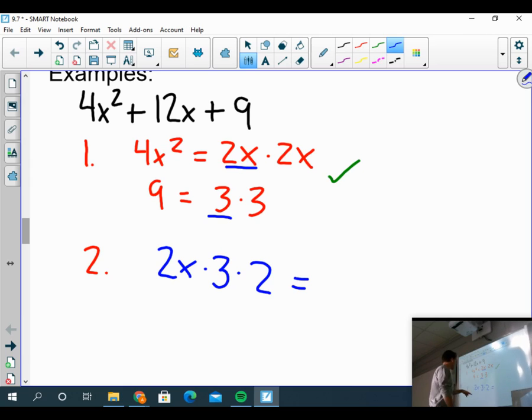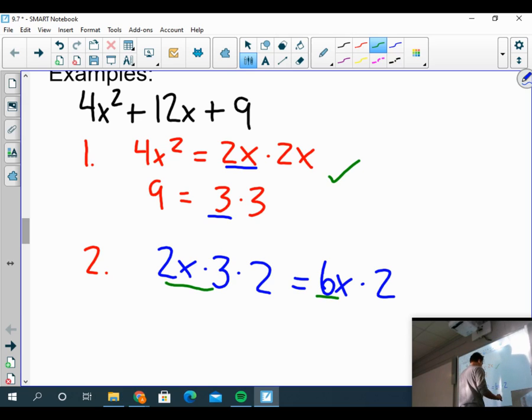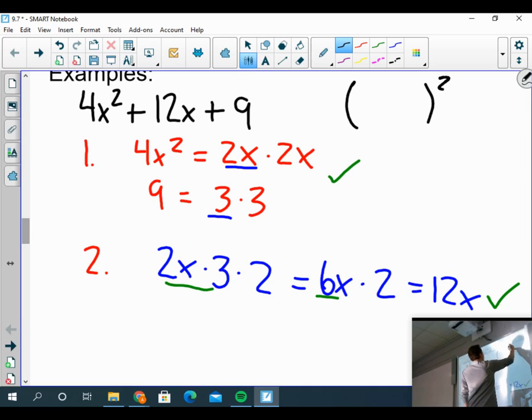So I look at it. 2x times 3 is 6x. Times 2 is 12x. Hey, that does match our middle term. What does that mean? That means I can jump straight to my answer. What's my answer going to be? Well, it's going to be one of my first factor plus my second factor.